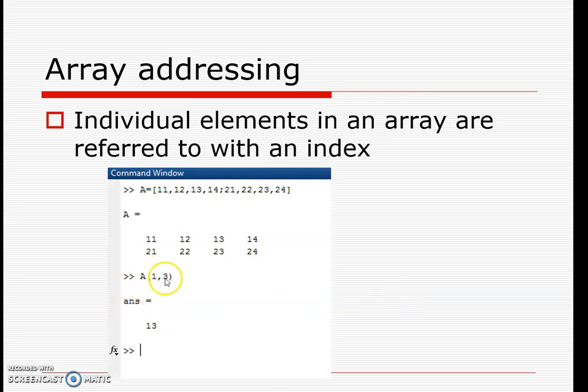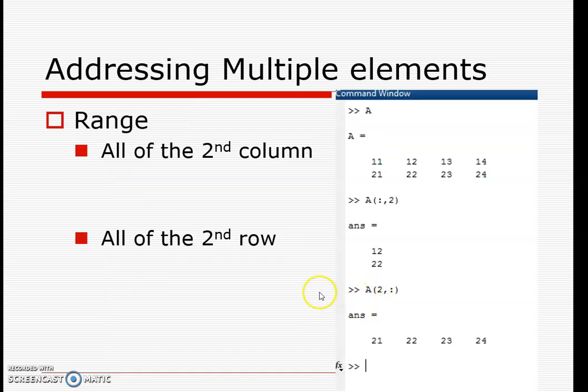If I want to talk about an individual element in an array, we call that array addressing or indexing. And the index would be 1, 3, row 1, column 3. So that'd pick out 13. If I want to pick out more than one element, I can give it a range, and if I give it a blank range, then it gets all of them. So A of colon comma 2 is going to be all of the rows, column 2. So that's going to be both of those. Flip it around, 2 comma colon is going to be row 2, all the columns. So that'll pick out a row.